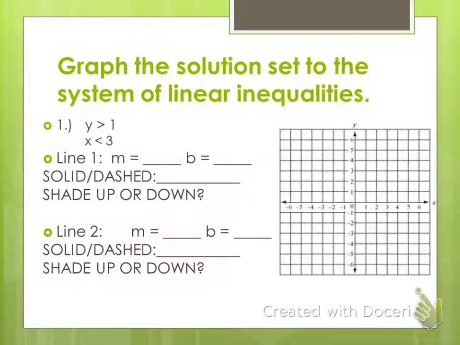All right, let's do this first example together. We've got two lines again. Now we just have more things to decide about it. So we still need to know our slope and our y-intercept. Then we're going to have to decide solid or dashed, shade up or down. Now these first two are both special lines. So our slope and our y-intercept are going to be specific on these.